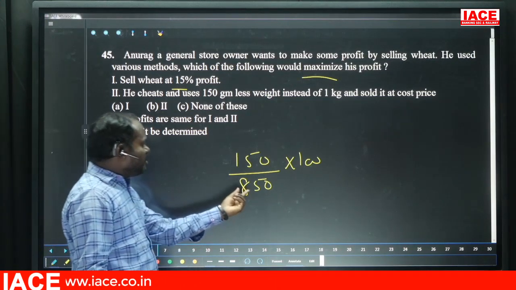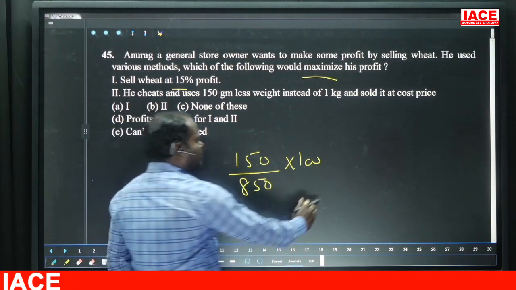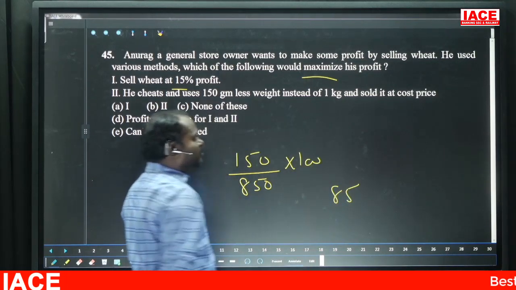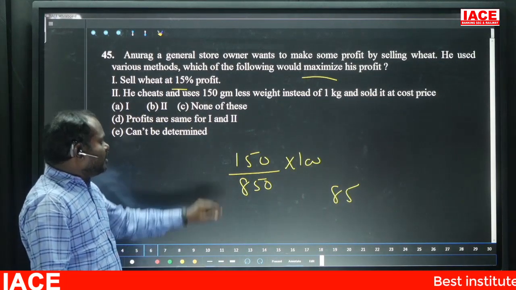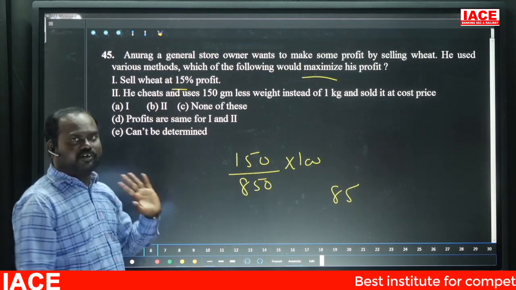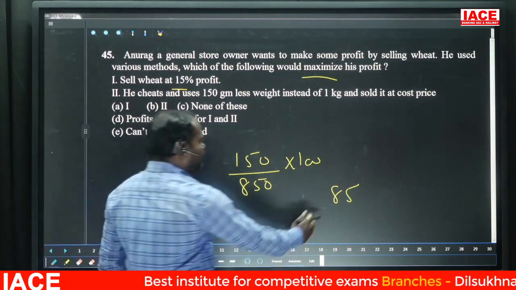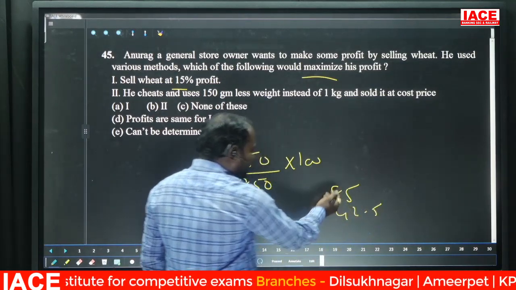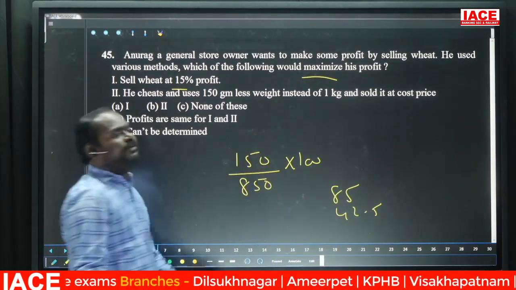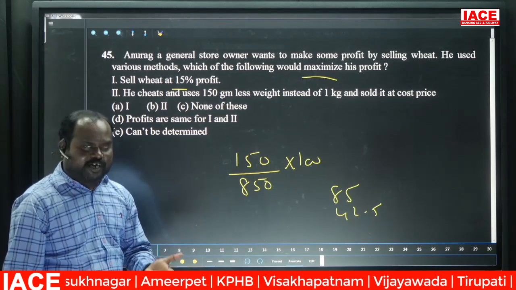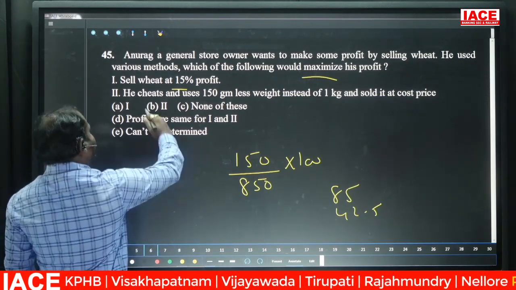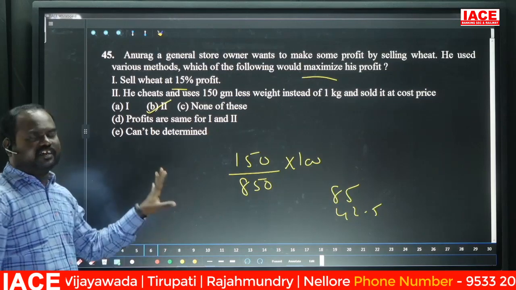So 10% is how much? 10% is 85. Still, is the balance value more than 5% or not? What is 5%? 42 and a half. So compared to that, the balance is more, so obviously it is above 15% only. So which is the maximum profit? The second one is the maximum profit. Don't bother telling the exact value.